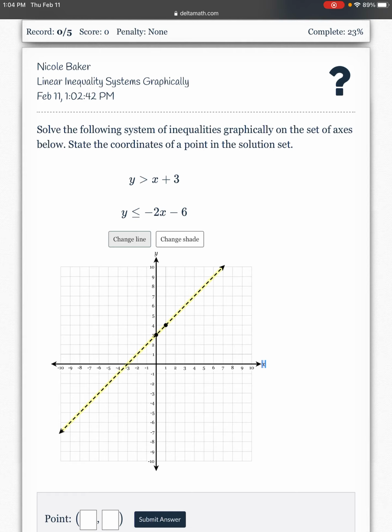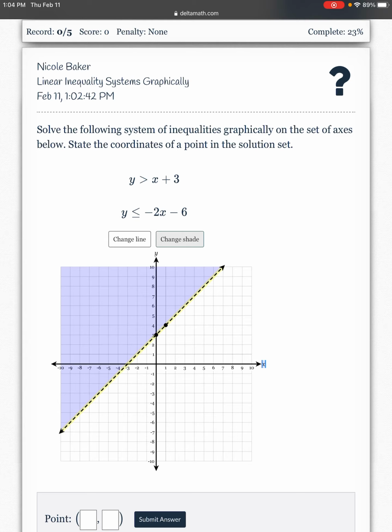And then we need to decide which side of the line we want to shade. And we do that by clicking this change shade button right here. And since it is a greater than, we want to shade above the line. So that's my first line done.